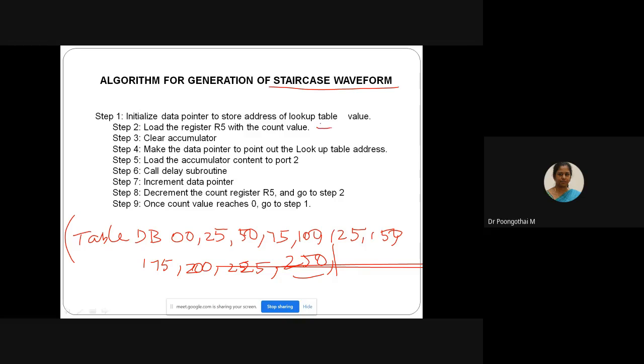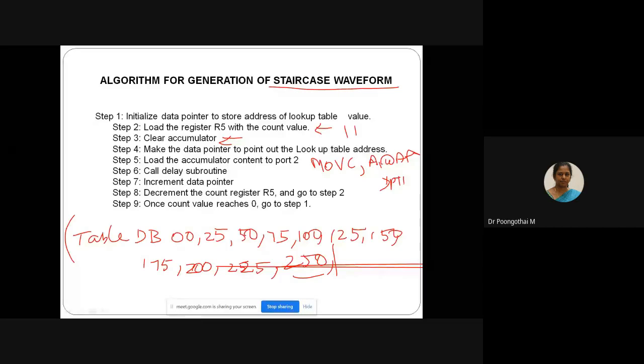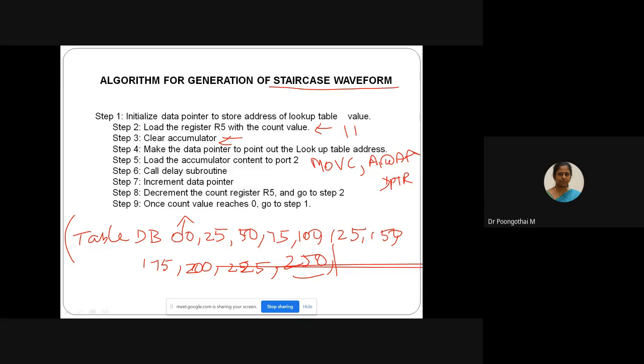First initialize your load count. Load count will be 11 here. Clear your accumulator. In order to fetch the data from the lookup table, we have to use the MOVC instruction, MOVC A, @A+DPTR. That instruction is to be used here to get the data from this lookup table. So all the values are pre-calculated values. We have to get the value through this instruction and move that value to P2.